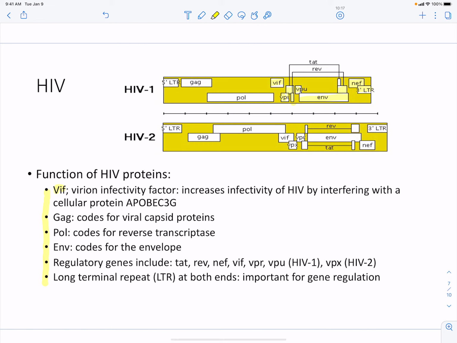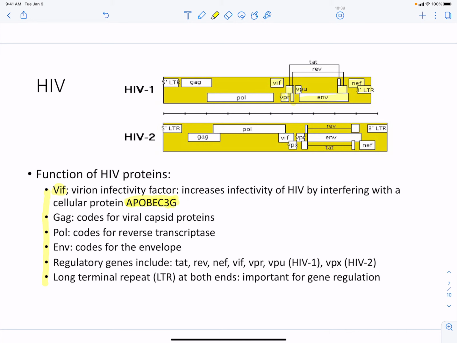We have a protein called VIF, which is virion infectivity factor. This is going to be important in virulence of HIV. This interferes with a cellular protein called ApoBec3G. ApoBec3G is a natural sort of antiviral protein inside of our cells. And so HIV has evolved to counter ApoBec proteins.